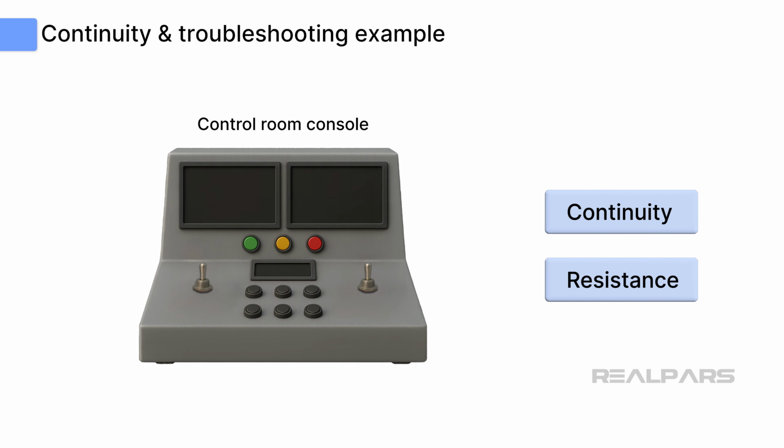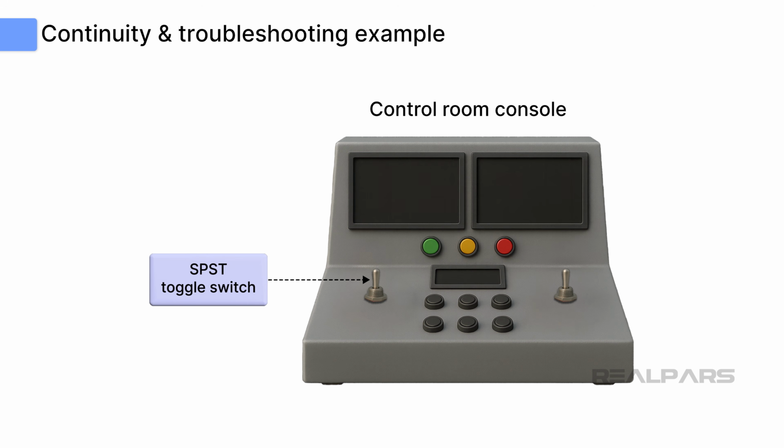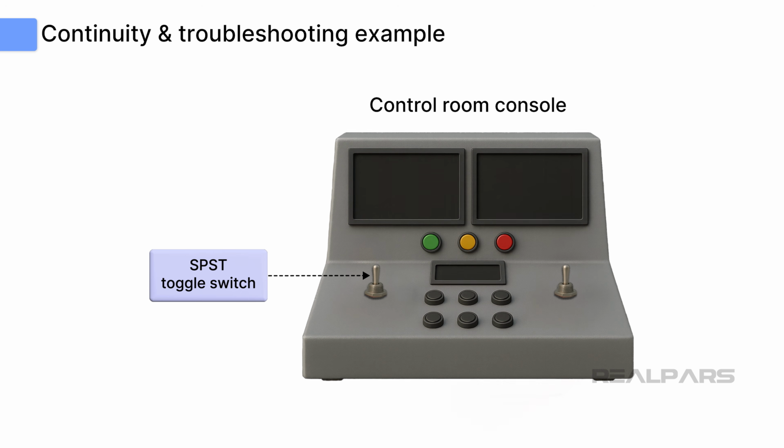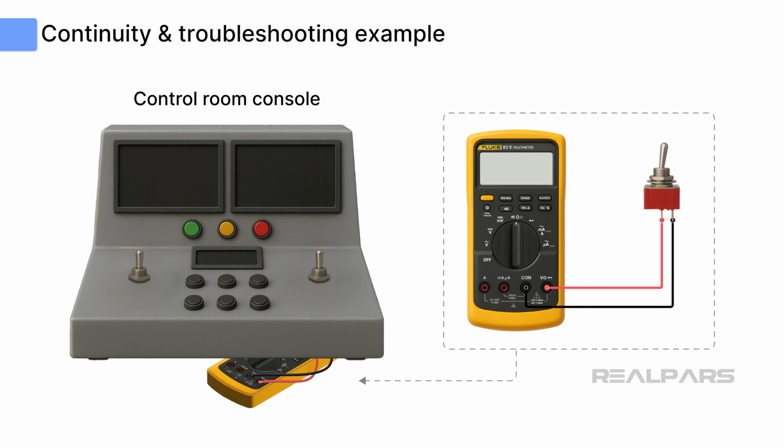Okay, let's go back to our discussion about continuity and resistance. We'll examine a possible troubleshooting scenario to illustrate the distinction between continuity and resistance testing. A suspected faulty SPST toggle switch is located on a control room console. Unfortunately, due to the awkward location, it is not possible to place the DMM leads on the switch terminals and view the multimeter display simultaneously. Therefore, it appears that the solution is to place the DMM in the continuity position and listen for the beep.